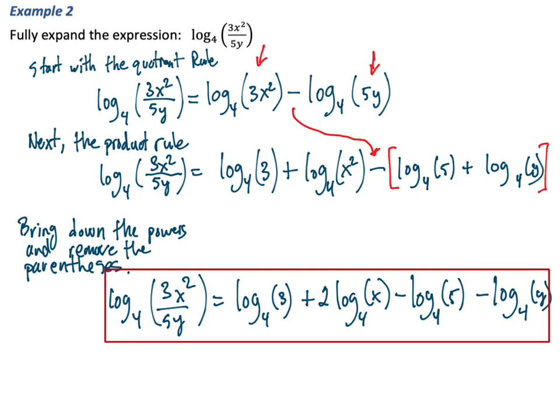So inside of our logs, we just have either a single number or a single variable. No two variables or no powers in there on it. The other thing to notice is that any term that is positive, so this positive log base 4 of 3 and this positive 2 times log base 4 of x, those two terms came from our numerator, the 3x squared.